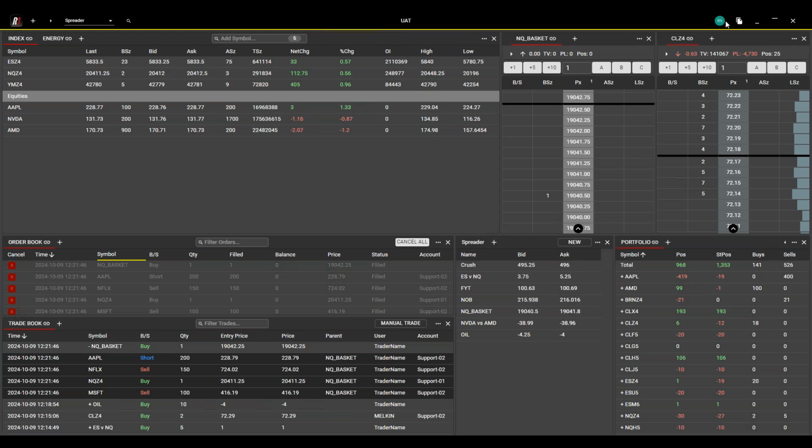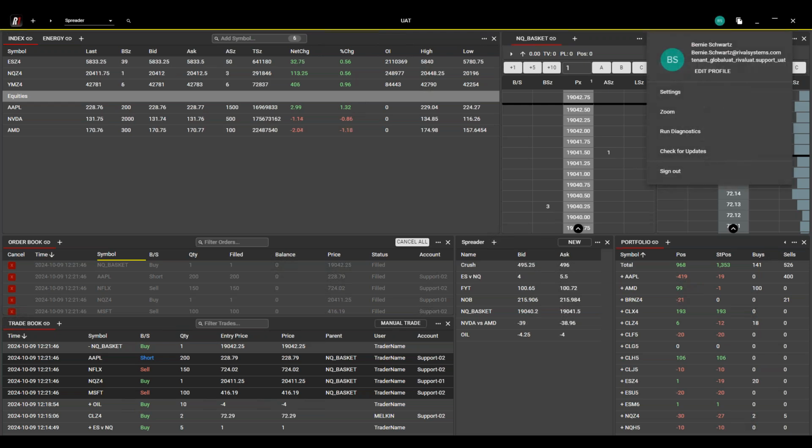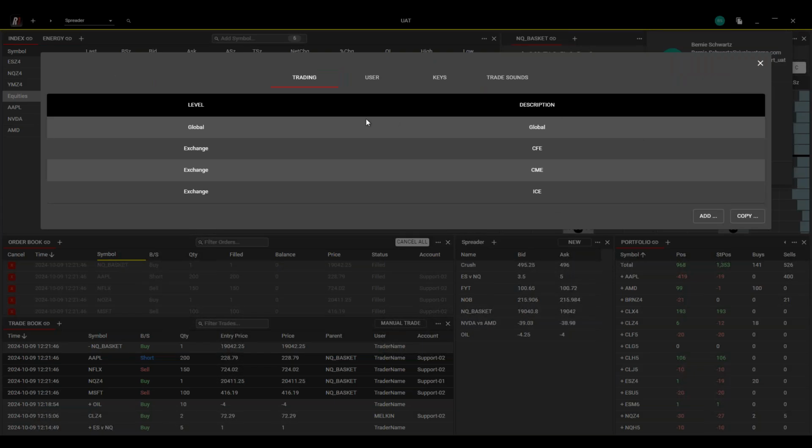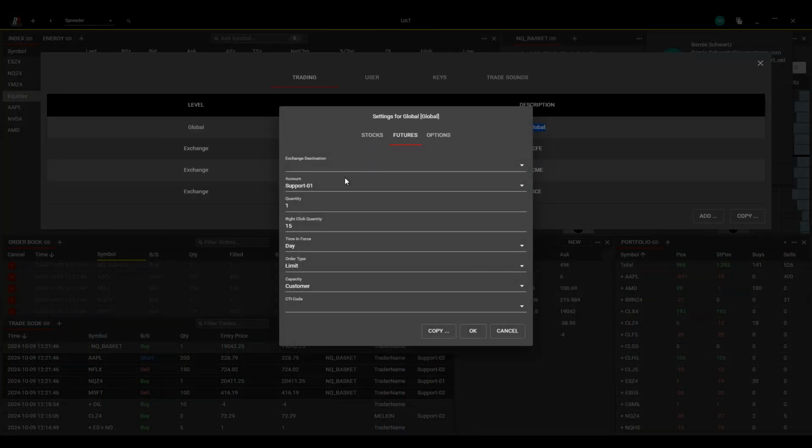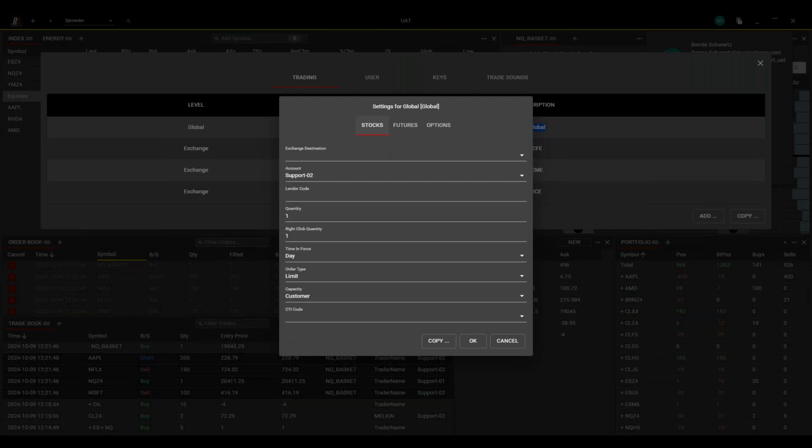So now I want to take a look at our trade settings. This is the way I have set this up, and certainly you can get as complex as you like, but in a very basic setup, in my global trading settings, I can see that all of my futures are set to go into my O1 account. All of my stocks are set up to go into my O2 account. That is, the spreader knows those settings and will execute into those accounts as specified.